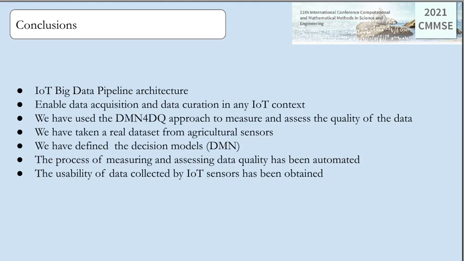And finally, in conclusion, we can say that an IoT big data pipeline architecture has been implemented, enabling data acquisition and data curation in any IoT context. We have used the DMN for the Q approach to measure and assess the quality of the data. We have taken a real dataset from an agricultural sensor. We have defined the decision model in DMN. The process of measuring and assessing data quality has been automated. The usability of data collected by IoT sensors has been obtained.